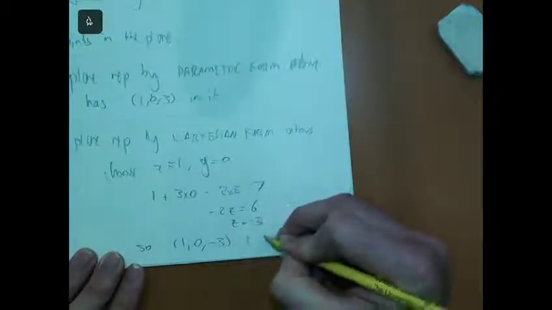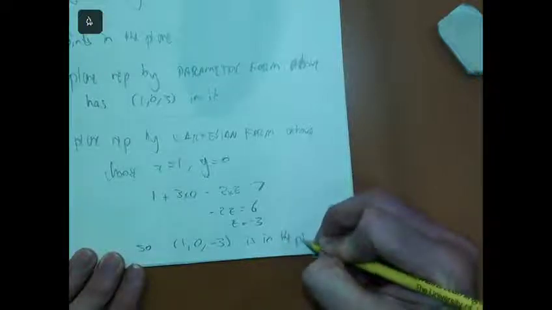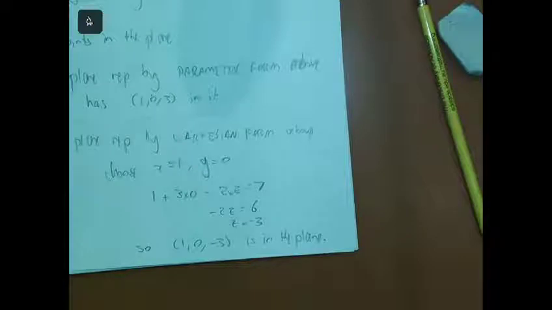So (1, 0, -3) is in the plane. So you can always, if you have a Cartesian form, find points by picking two coordinates and figuring out what the third coordinate has to be to make the equation work. That's a way of finding points.